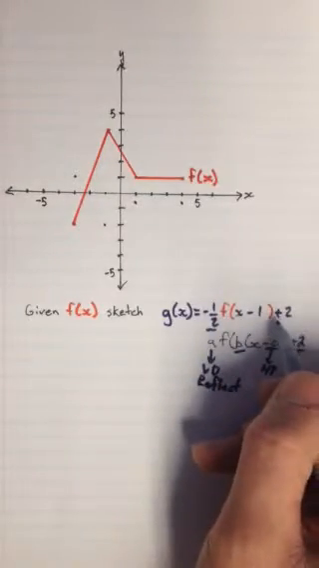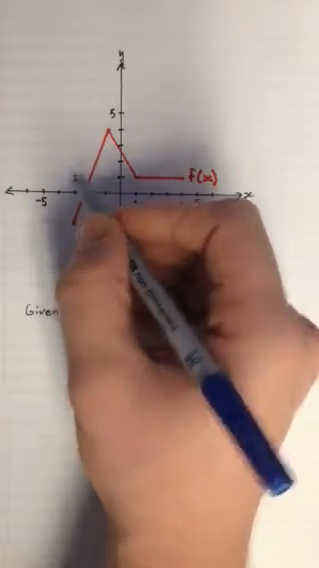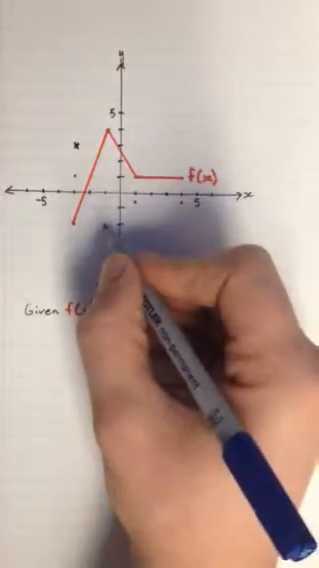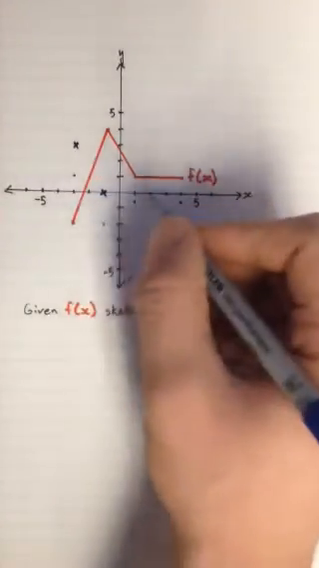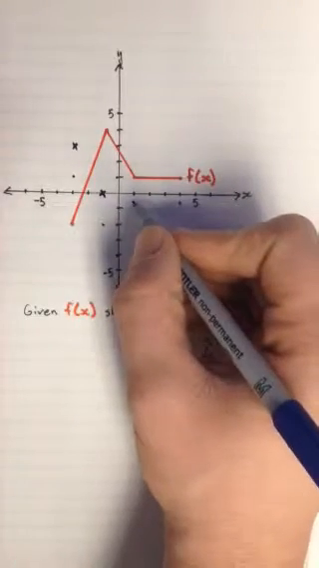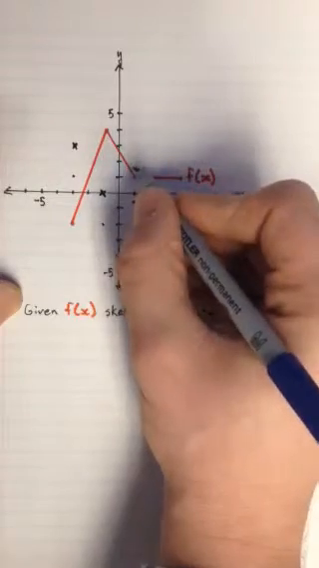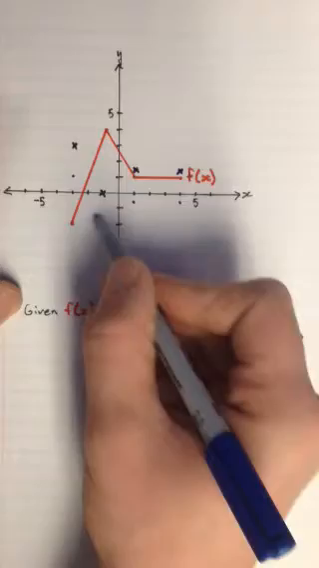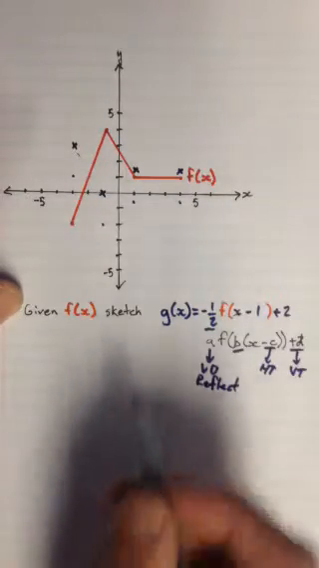Now each of these points need to be moved up 2. So this point needs to be moved vertically from 1 to 3. I'll use a different marker. This point needs to be moved vertically from -2 to 0. This point moves from -1/2 to 1 1/2. And this point moves to the same spot as well. You can see that this graph has now been translated up to those locations.